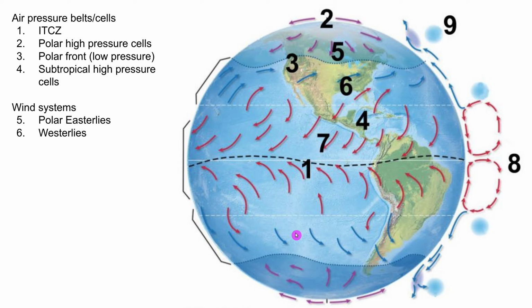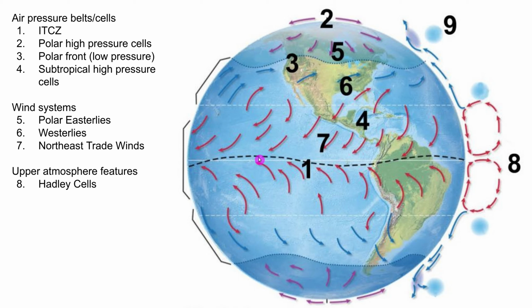So the air spiraling out of the high pressure in the southern hemisphere creates the southeast trade winds and creates the westerlies. In the northern hemisphere, the air sinking and spiraling out of the subtropical high forms the westerlies and the northeast trade winds. Number 7, the northeast trade winds. This down here, these are the southeast trade winds. They are mirror images of each other, northeast trade winds, southeast trade winds.